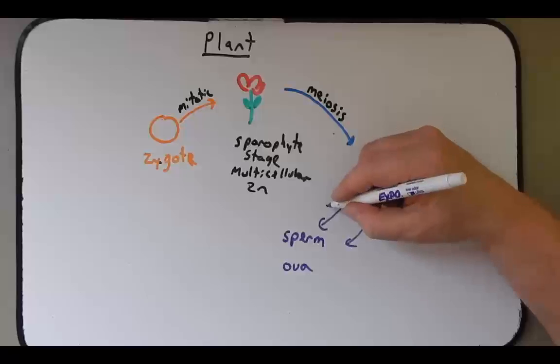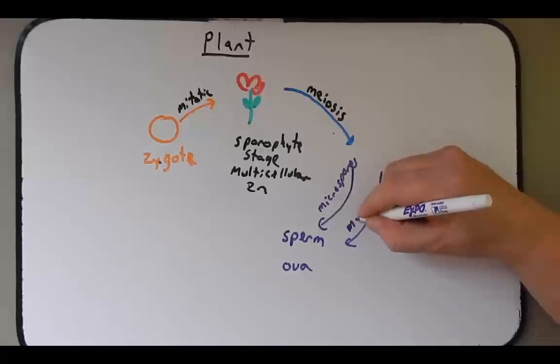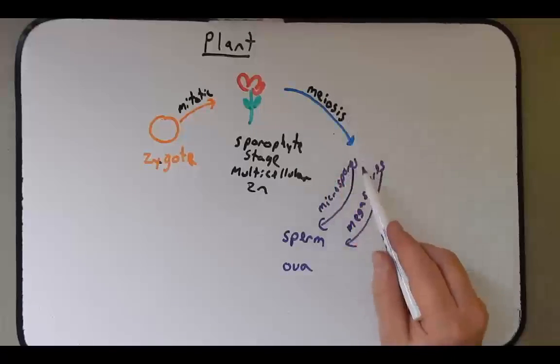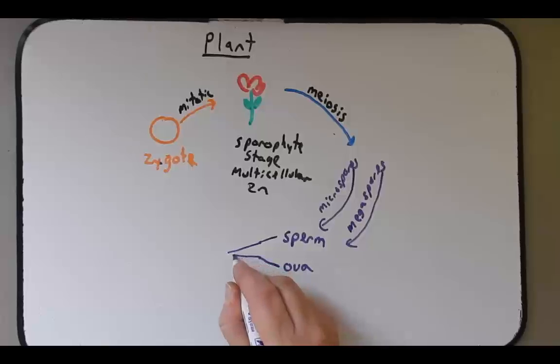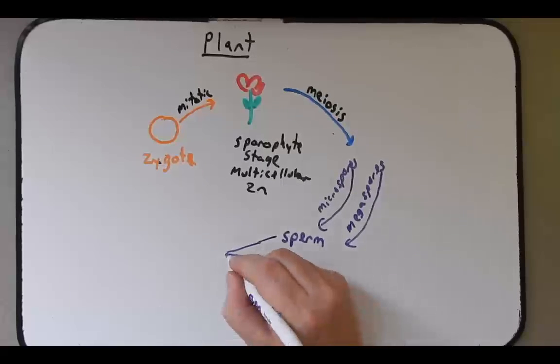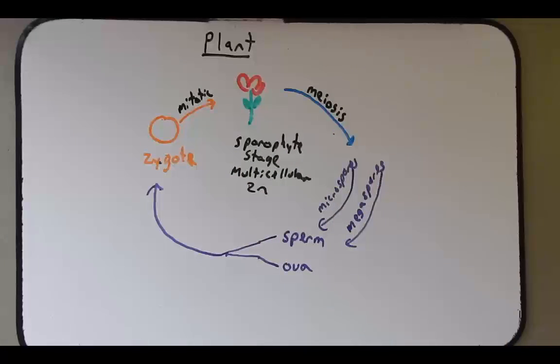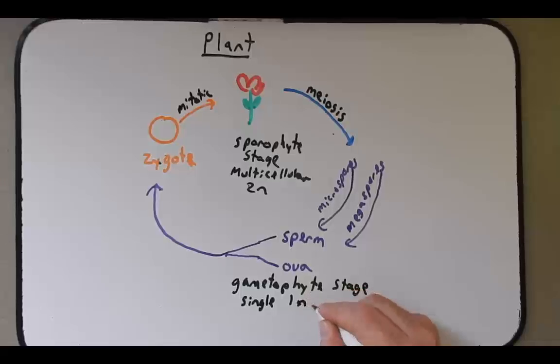The sperm develop from microspores, and the ova form from megaspores. And this process of going through meiosis and producing sperm and ova we will talk about on the next whiteboard. But for now, the sperm and the ova will fertilize, producing the zygote to carry on the next round of the life cycle. We call this part of the life cycle the gametophyte stage. It is characterized by single cells, single haploid cells.